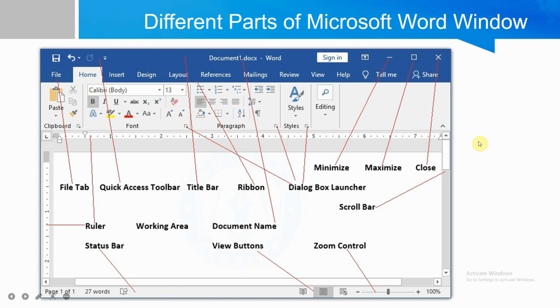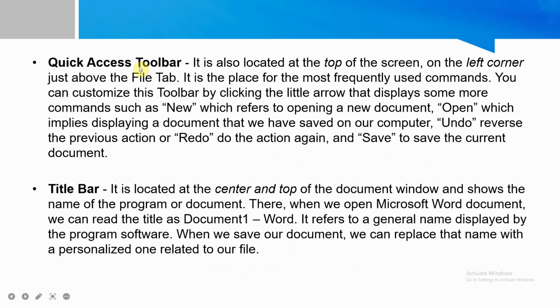So next are our definitions. The quick access toolbar is at the top of the screen, left corner, above the File tab. It contains commands for use, and you can customize this toolbar by clicking the little arrow that displays some more commands such as new, open file, save file, and printing. It also has undo, to reverse the previous action, or redo, to do the same action again. And also important is save, to save the current document.